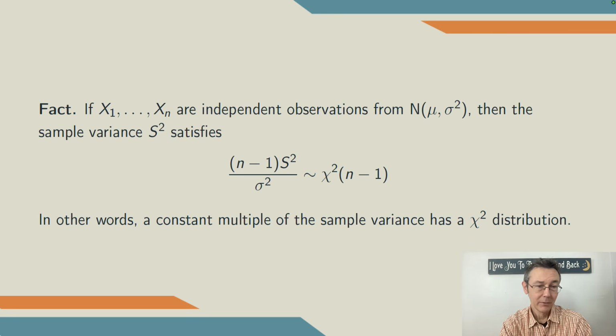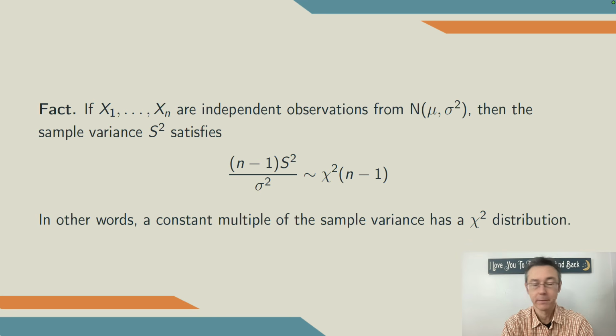If we're taking samples of size n from a normal distribution with fixed mean and variance, then the sample variance, call it s squared, has this relation. We take s squared multiplied by n minus 1, 1 less than the sample size, divide by sigma squared, the variance of the normal distribution we're sampling from, and the resulting random variable has a chi-squared distribution with n minus 1 degrees of freedom.